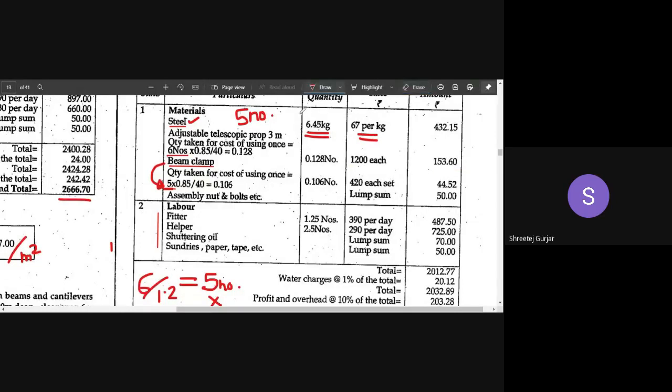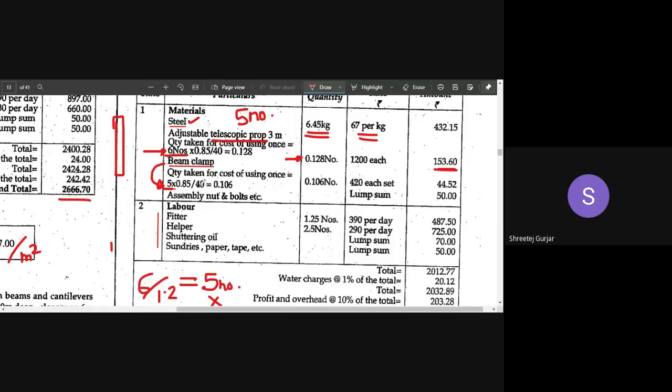The second thing which I have calculated here, 6 number. What is this 6 number? It is your props or your vertical supports which you require. How many number of supports? 6 meter is the span of our beam. So per meter we provide one support. So 6 number are required. Multiply that by the constant, you will get the quantity of these supports. 1200 is the rate of each support. So this is the amount that we will be requiring.